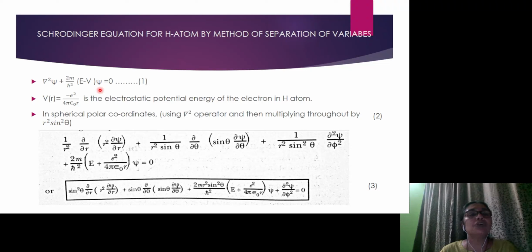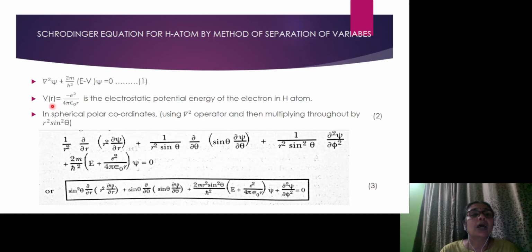In short, we will call it STIE. So the STIE for hydrogen atom we are going to write by using the potential V of r equal to minus e square divided by 4 pi epsilon 0 r. This is the electrostatic potential energy of the electron in hydrogen atom, because we know that the electron revolves around a positively charged nucleus under the Coulomb force.